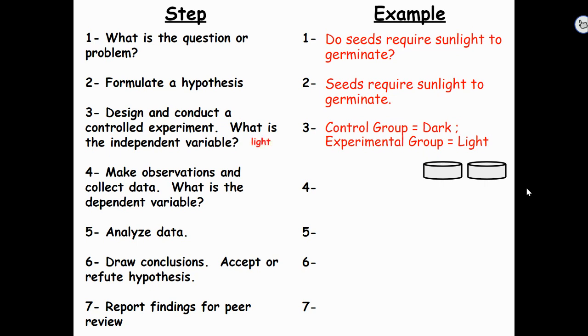So light, the amount of sunlight, is our independent variable, right? One group's going to be kept in a cabinet in the dark, and the other one's going to be out on your counter or your windowsill exposed to sunlight every day.